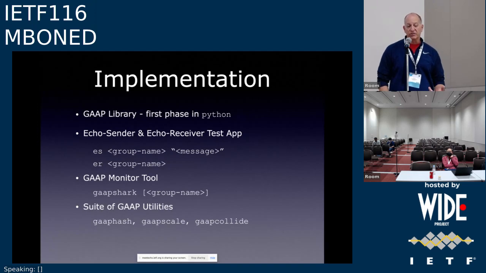Then we have a monitoring tool called GAP Shark, which can listen on the GAP group on a particular group name or everything, and it's like a Wireshark equivalent, so you can debug the protocol. So that was used as a tool for me to develop the protocol. And there are utilities, GAP hash, GAP scale, GAP collide, to do various things to help debug things.